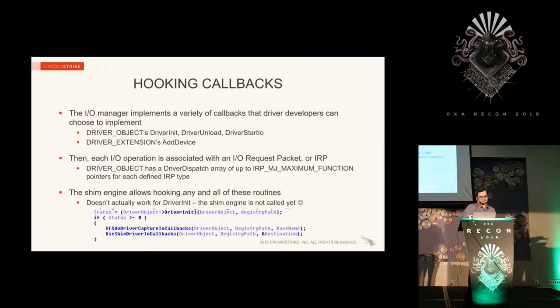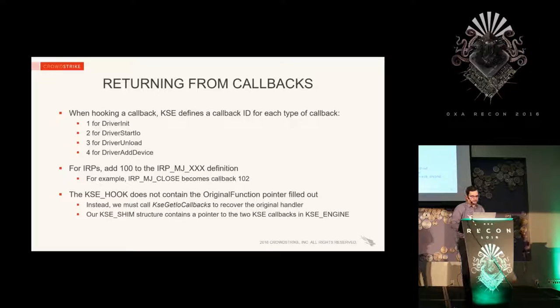Oops. So we said that if you have a function, you get the original address. Now, when you hook a callback, you don't actually get the original address filled out. Instead, what you're supposed to do is call this other function, KscGetIoCallbacks, and KscGetIoCallbacks returns to you the original callback. So kind of weird, for functions, you get the address.